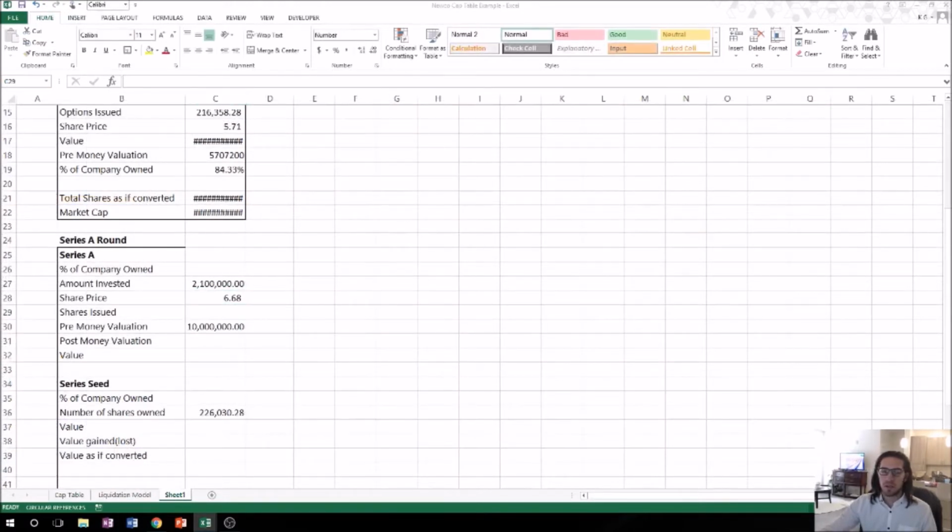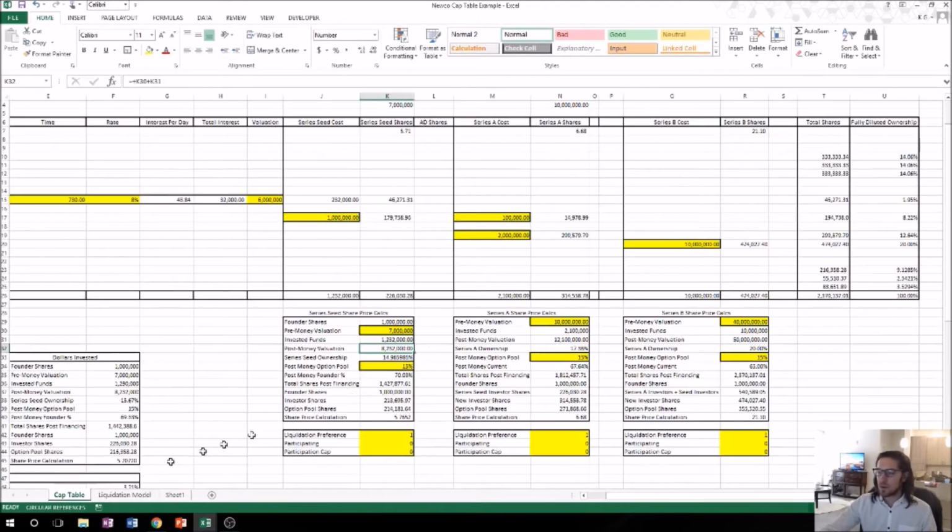Now we can do shares issued. Shares issued is calculated on this page, and that's the amount invested divided by the share price. So that's 314,558, which should be consistent with what we got here on the cap table as well.